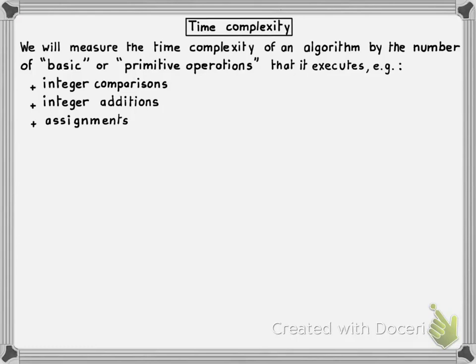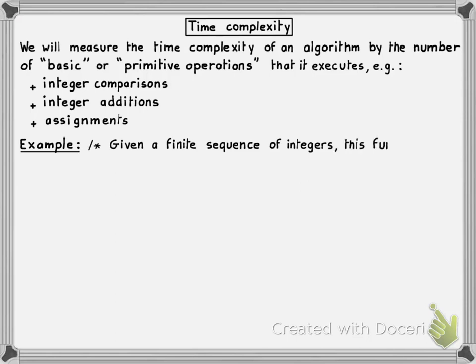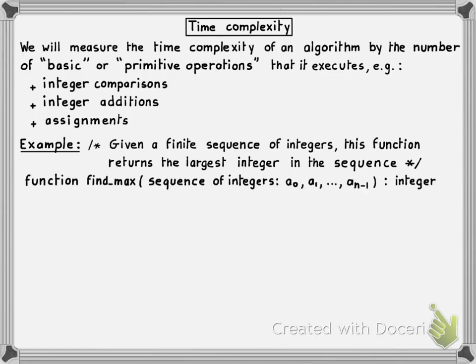Let's start our study of the time complexity of algorithms with a simple example. Consider the following problem. Given a finite sequence of integers, the problem is to find and return the largest integer in the sequence. Let's use our pseudocode notation to describe a simple algorithm to solve this problem.